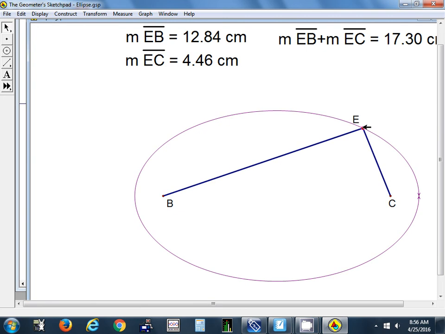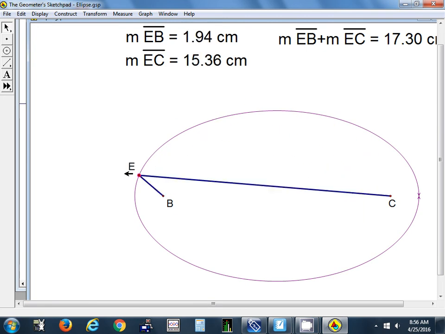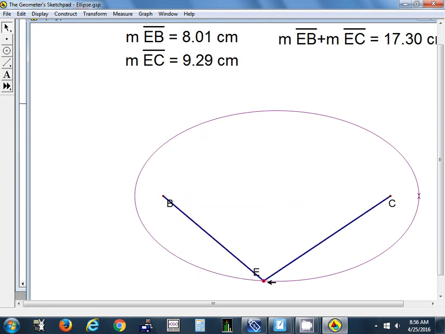Add those up. There you go. It should always come out to 17.30. Hey, and that's actually how you could make an ellipse.